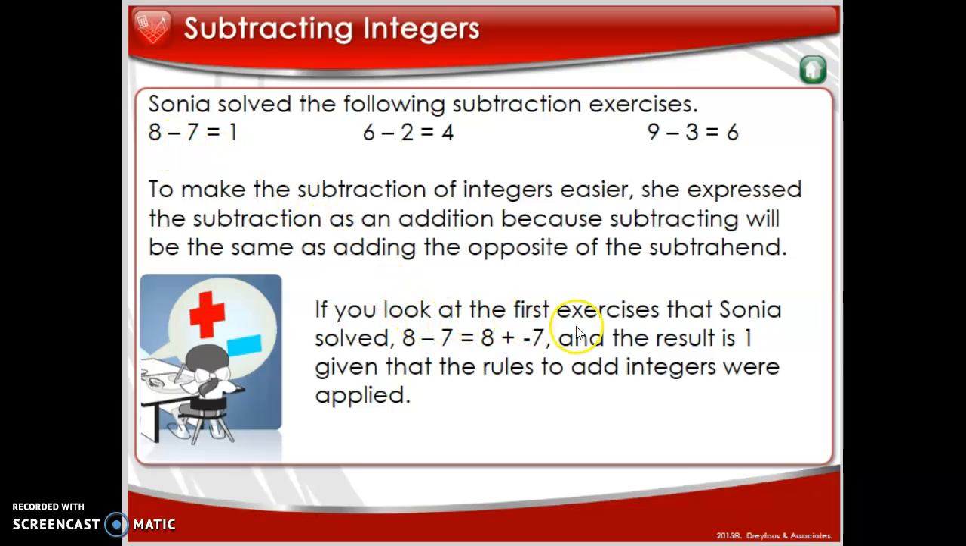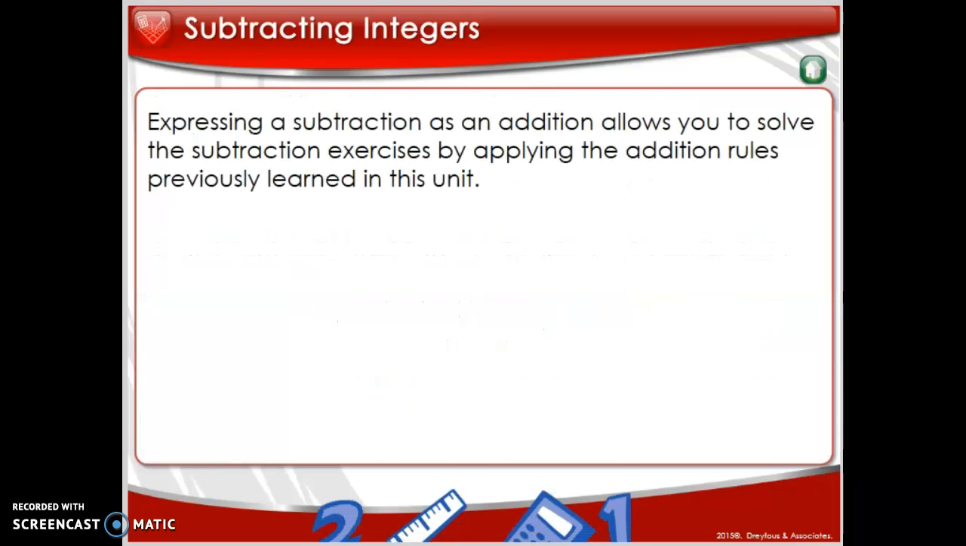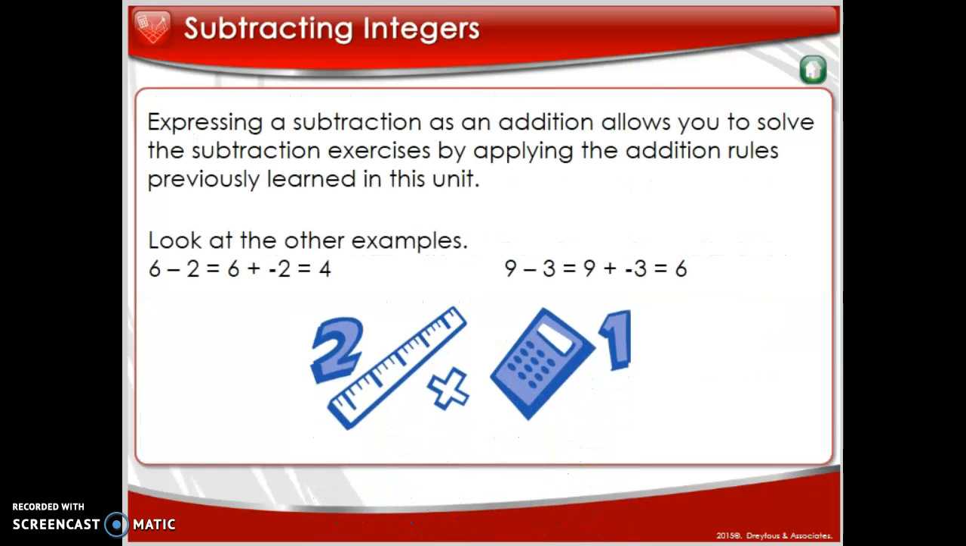If you look at the first exercise that Sonia solved, 8 minus 7 equals 8 plus -7, and the result is 1. The rules to add integers will apply. Expressing a subtraction as an addition allows you to solve the subtraction exercises by applying the addition rules previously learned in this unit.